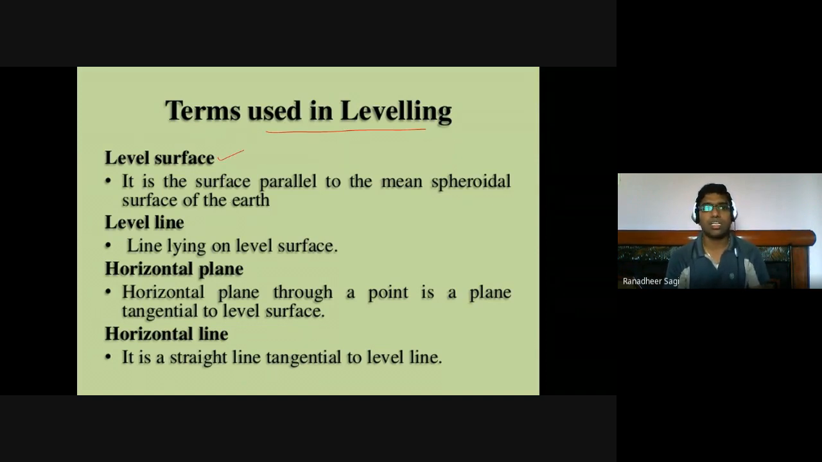So let's start with what is meant by level surface. Level surface is a surface which is parallel to the mean spheroidal surface of the earth. So any reference surface that you are trying to talk about, which is considered to be parallel to your earth surface, we are calling it a level surface. For example, the geoid, what we have talked about, we can consider as a level surface, or your mean sea level, whatever we are referring to, which we are calling a datum.